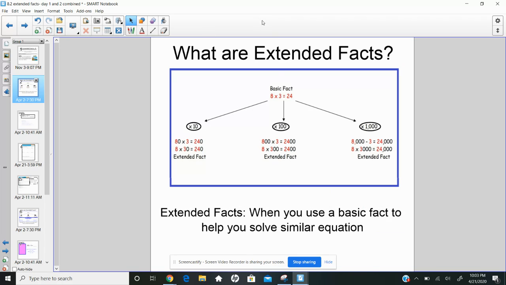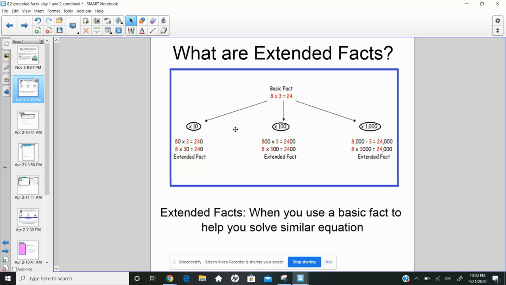Well, an extended fact is where you take the basic fact like 8 times 3, where it's just single digit numbers, and it equals 24, something I should already know. And then we're going to take that basic fact and extend it to times 10 or times 100 or times 1,000, things that end in 0, right? Because an extended fact is when you use a basic fact to help you solve a similar equation. Something times 10, times 100, times 1,000, you just add zeros to the end of your answer.